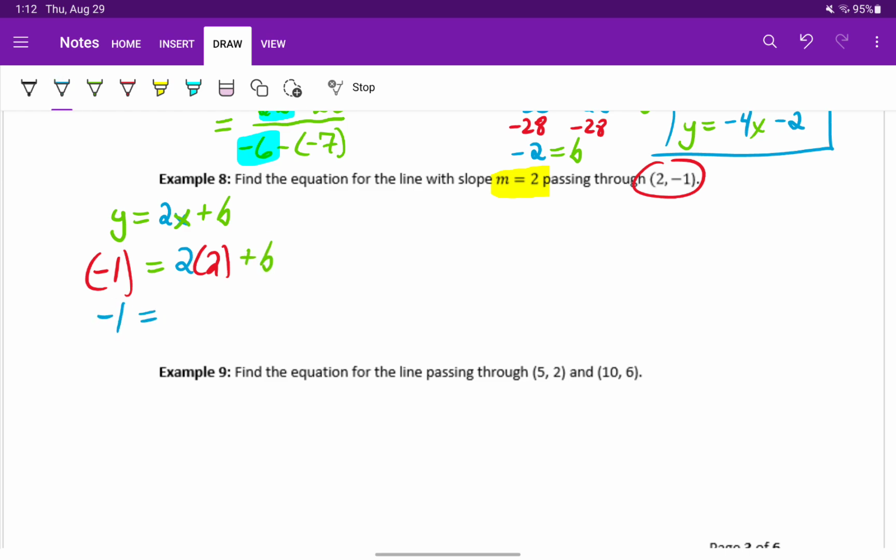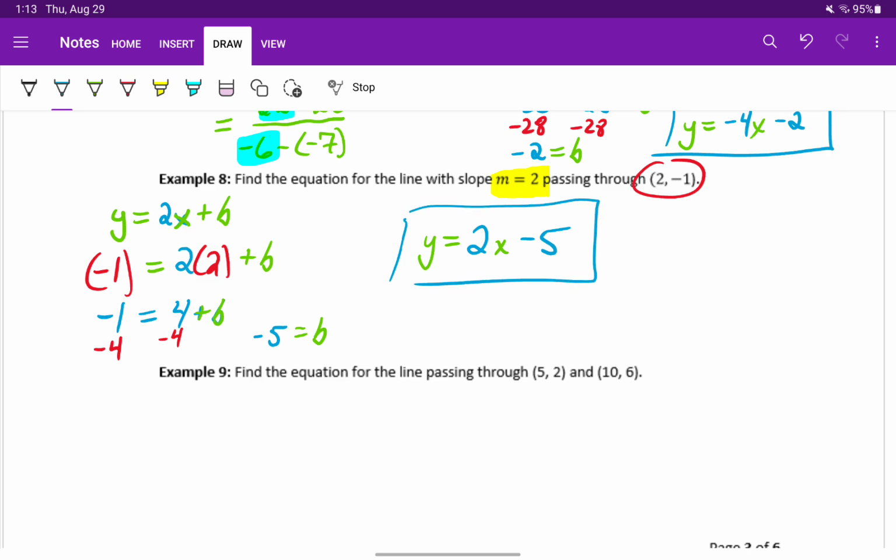In this case, that will give us negative 1 is equal to 4 plus b. We can subtract 4 from both sides of the equation to isolate b by itself. And we get negative 5 is equal to b. That tells us that our linear equation will be y equals the 2 that was given to us as the slope times x minus 5, the y-intercept that we found.